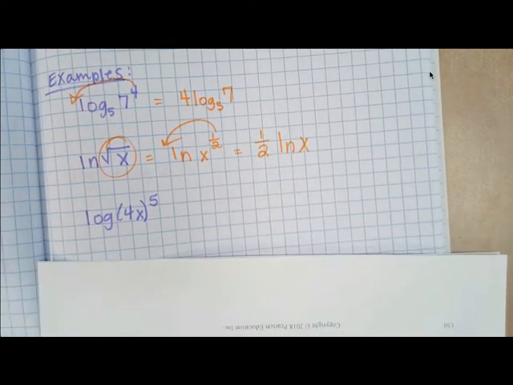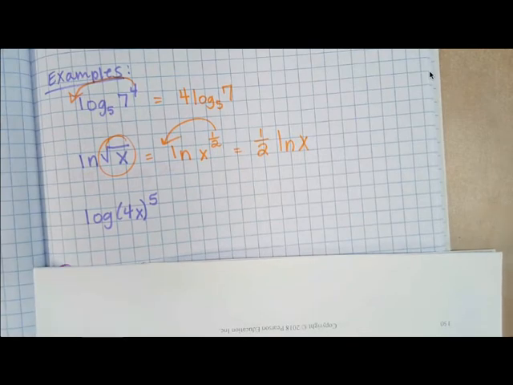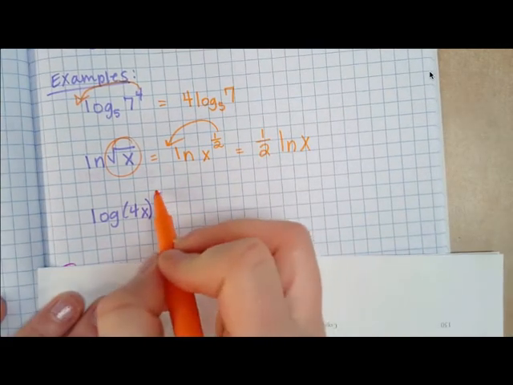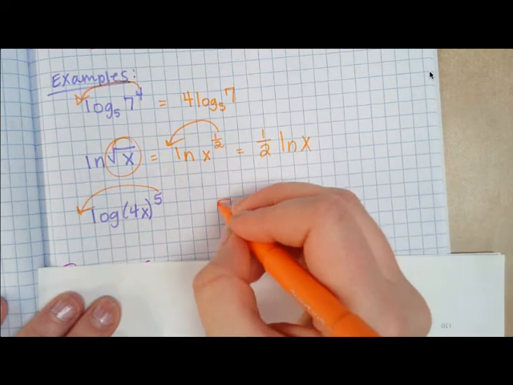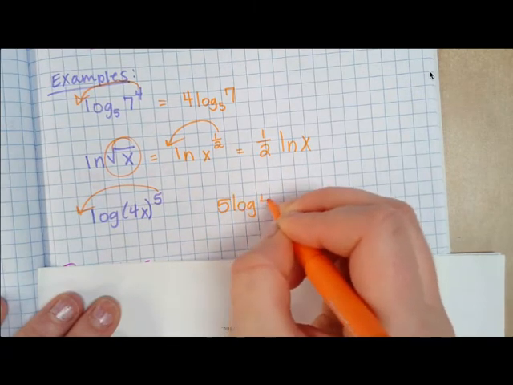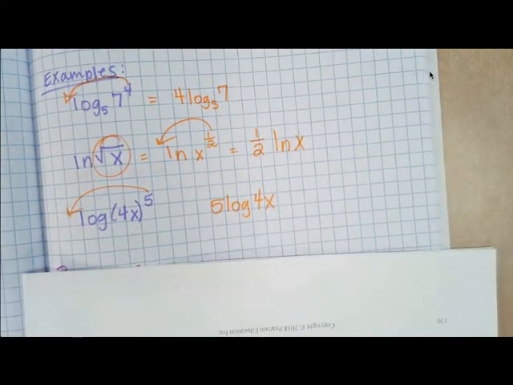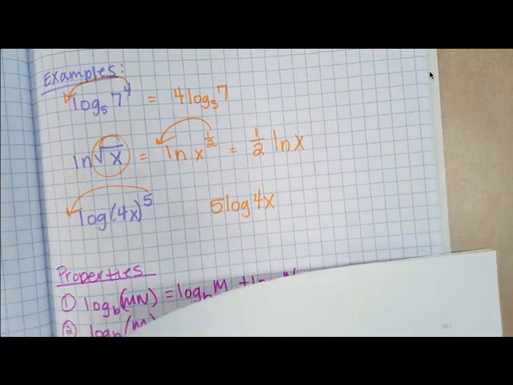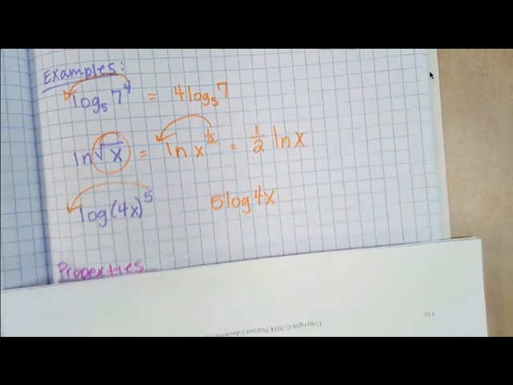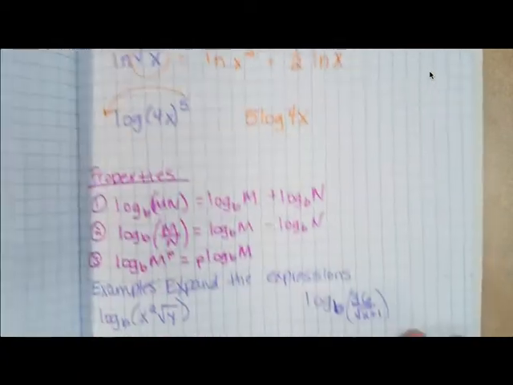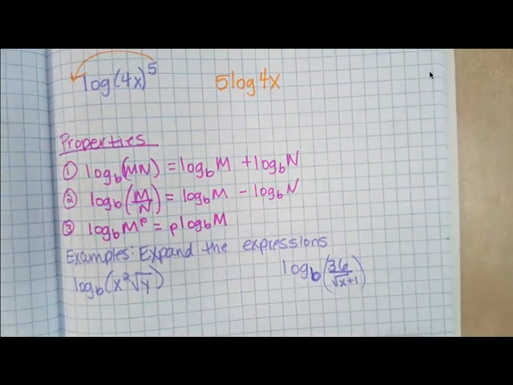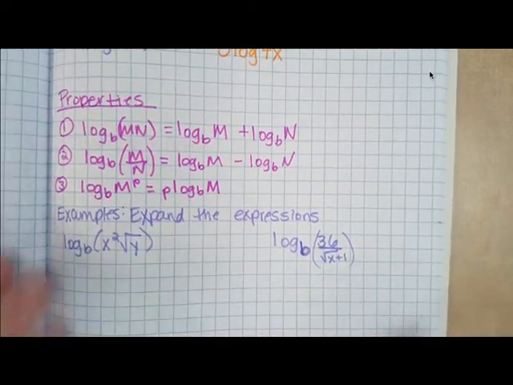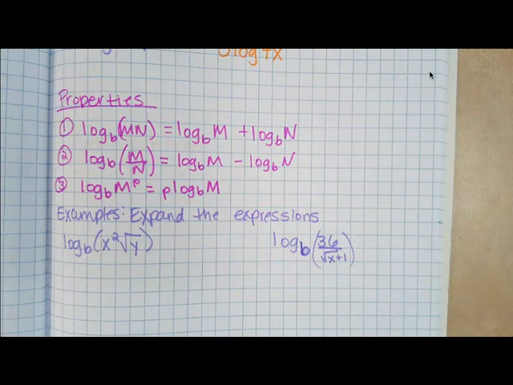Then the last one, log base 4 of x raised to the 5th power. Take that up front, so it's 5 log base 4 of x. Okay, so the properties are, we're going to use a combination of all the properties to expand and condense expressions.